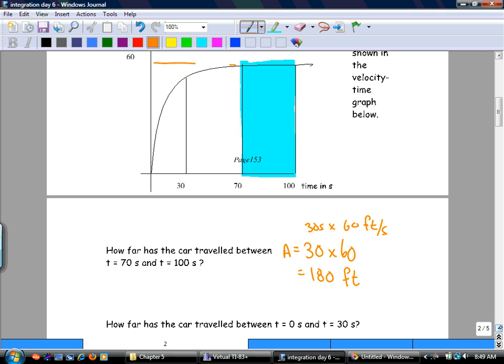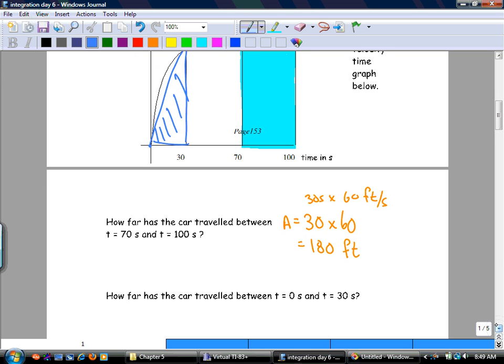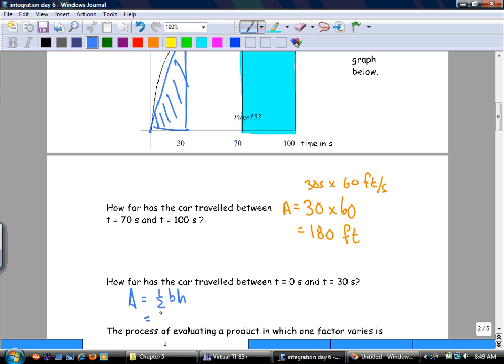Okay. How far has the car traveled between 0 seconds and 30 seconds? Well, it gets to be a little bit trickier because it's not a rectangle anymore, is it? So maybe we could approximate this shape with a triangle. It's got a base of 30 and a height of 53 and a half. Okay, I was going to say 60, but all right.